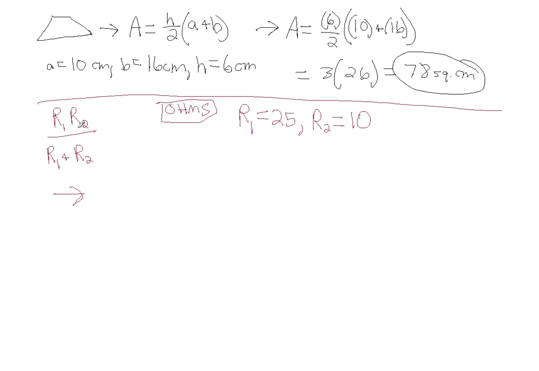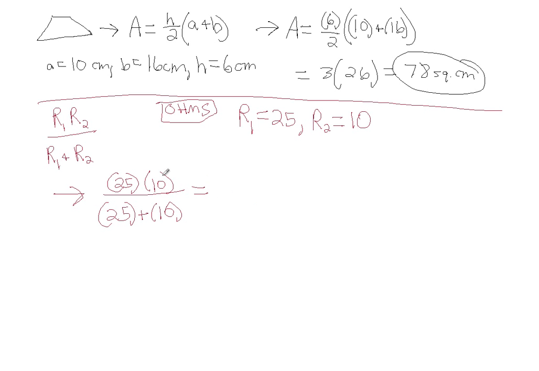So let's go ahead and do that. We have R sub 1, which is 25. We always put them in parentheses, times R sub 2, which is 10. And that's our numerator. Denominator, we have R sub 1 again, which is 25, plus R sub 2, which is 10.